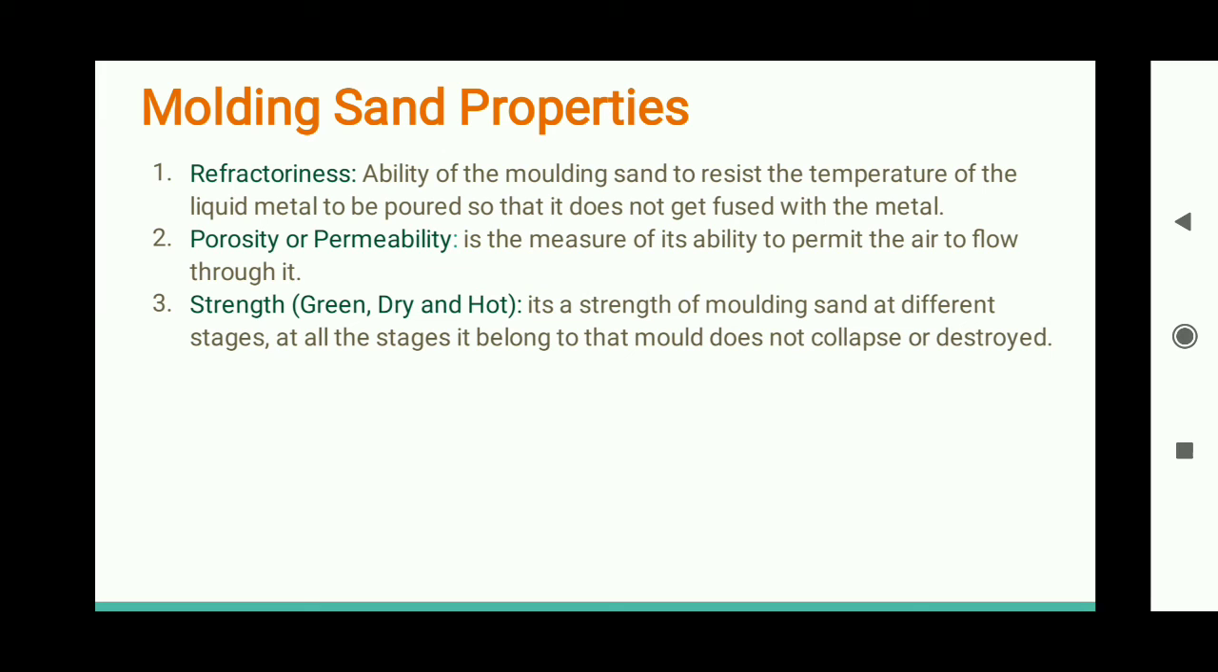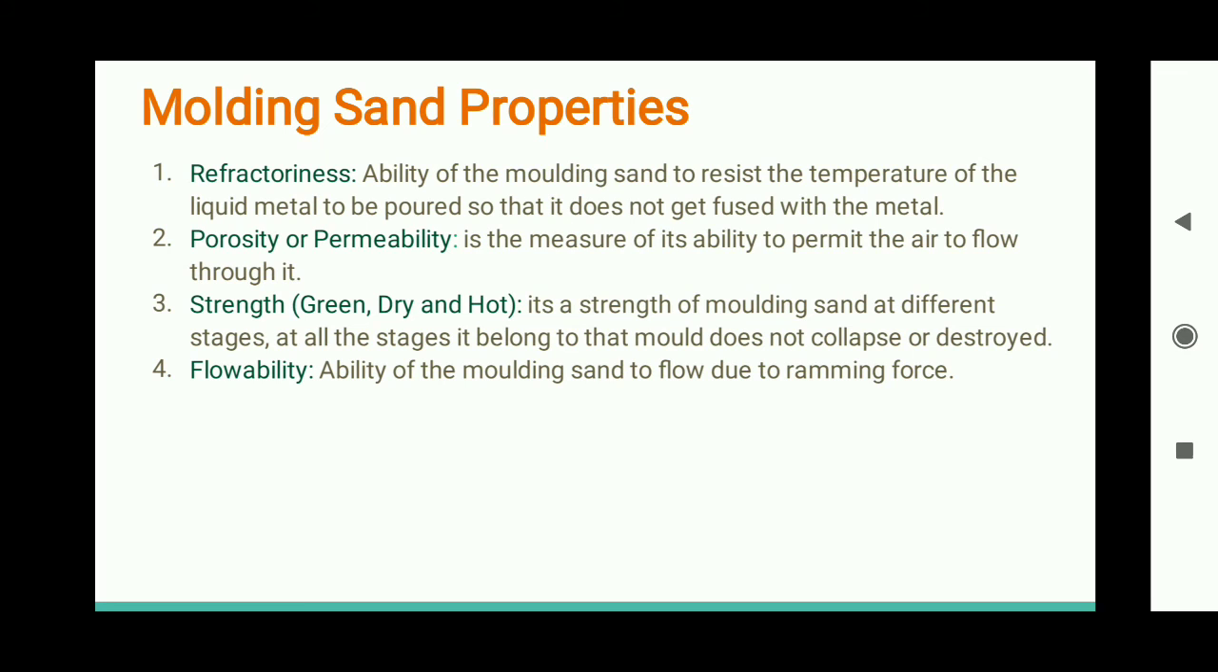So the strength of the sand that is required to hold the shape of the cavity. Whatever the shape that has been carved by the molten material, this will be retained throughout the solidification. So we call this strength hot strength.